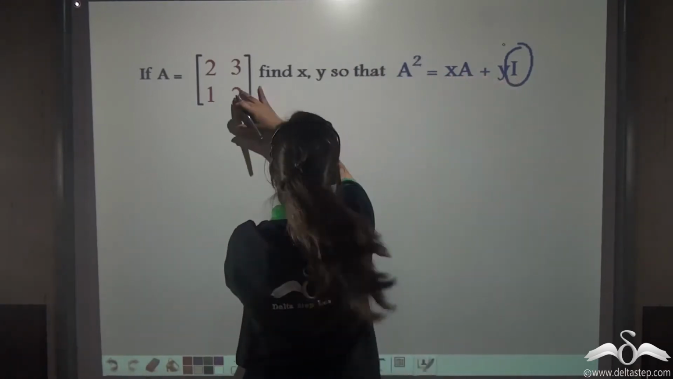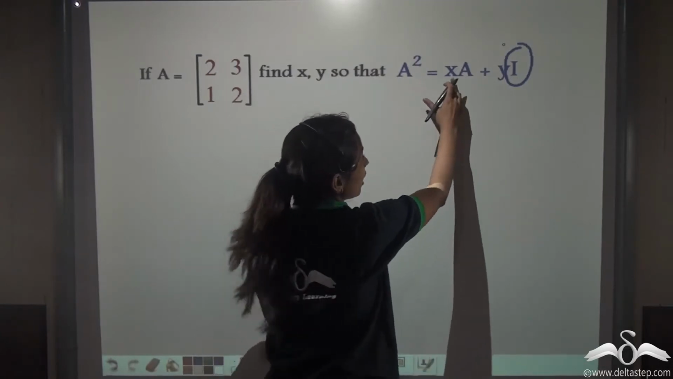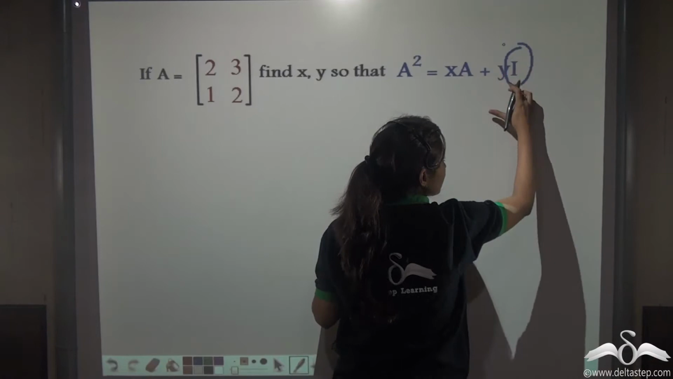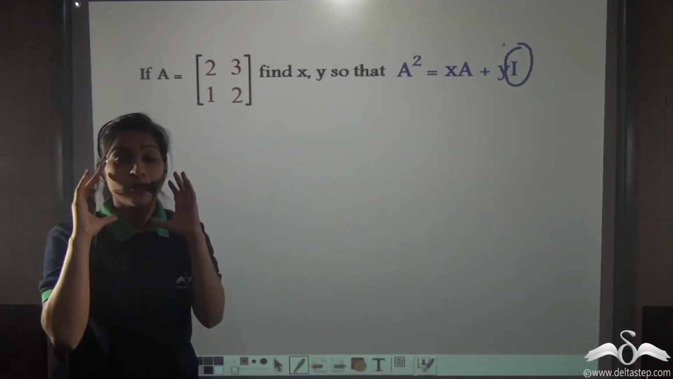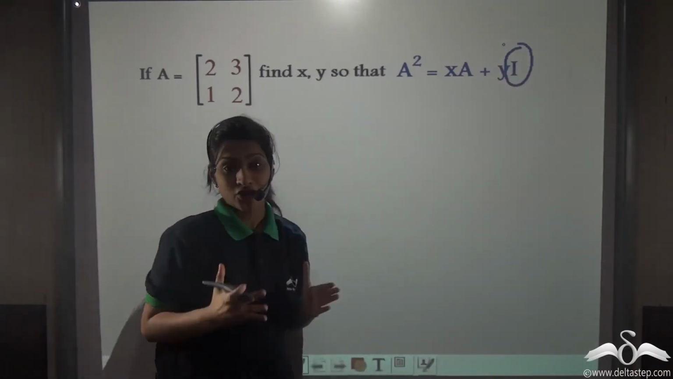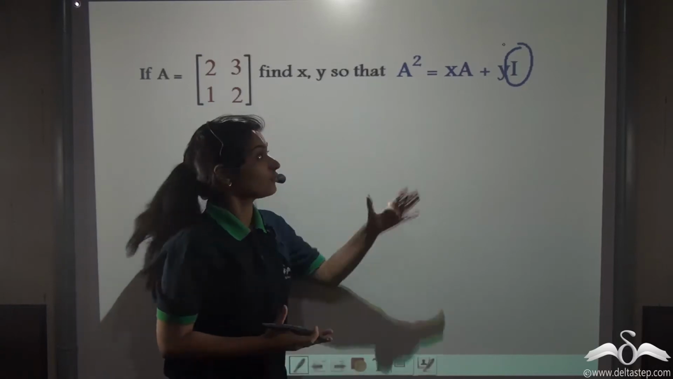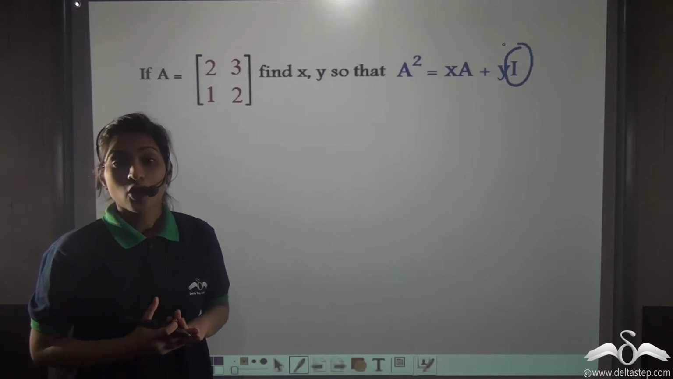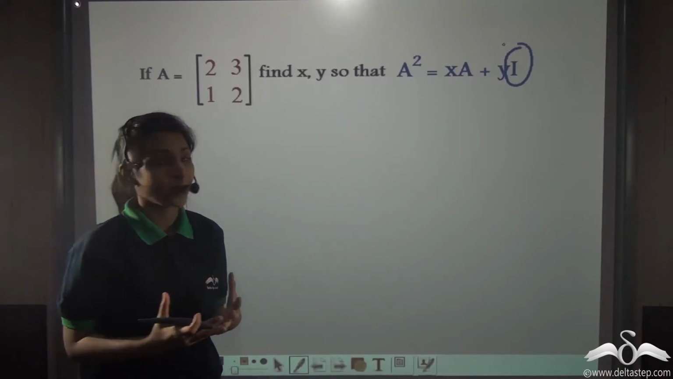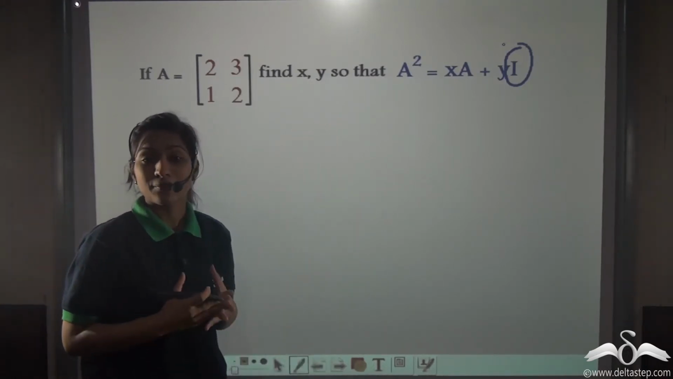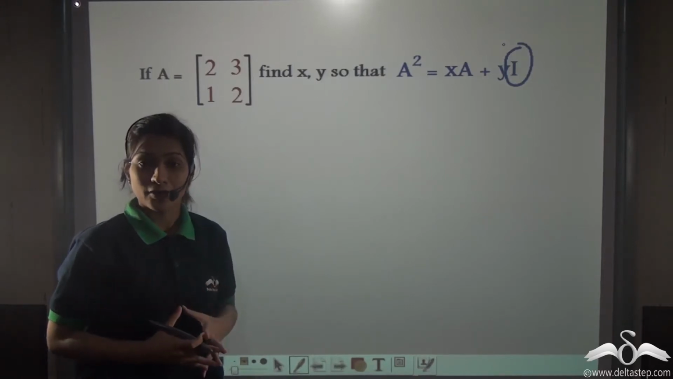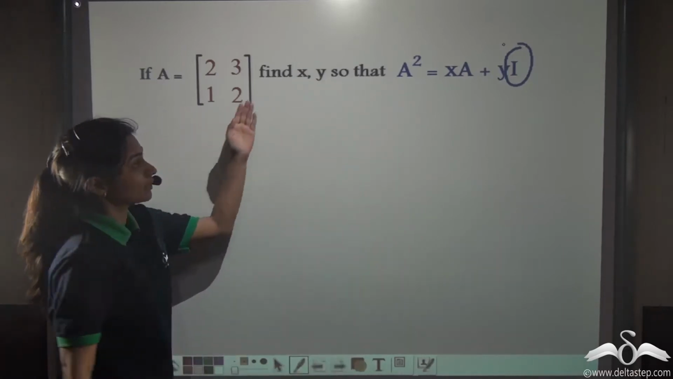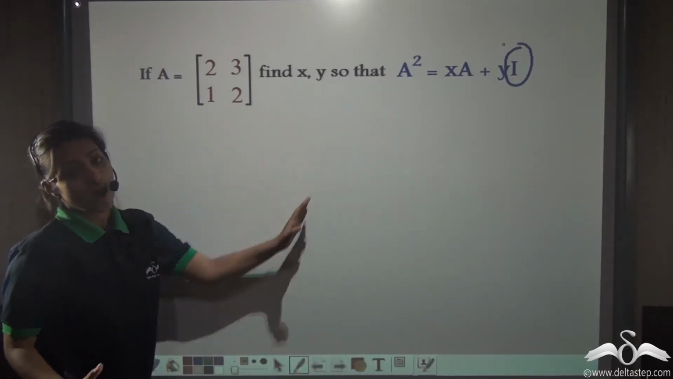You know A, so you can find A squared. You know A, so you can find x perhaps. But what is y into I? What is this I? Even without it being mentioned in the question, you have to understand yourself that this I represents the identity matrix. Always, when you are given I in a question, it represents the identity matrix. So you have to find x and y so that this equation is fulfilled. How will you do that?